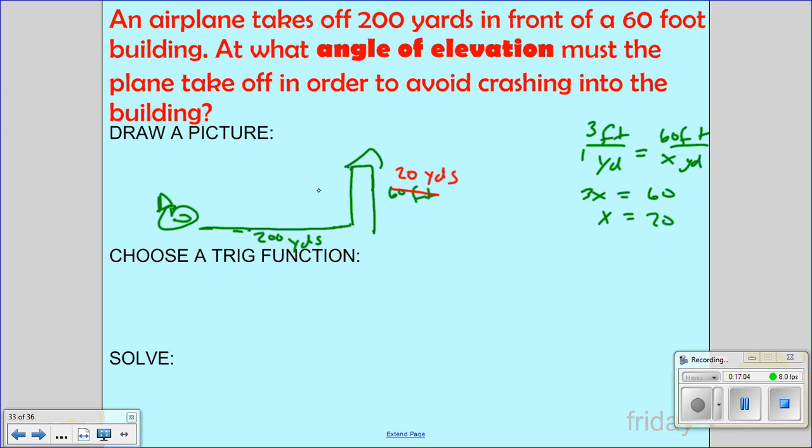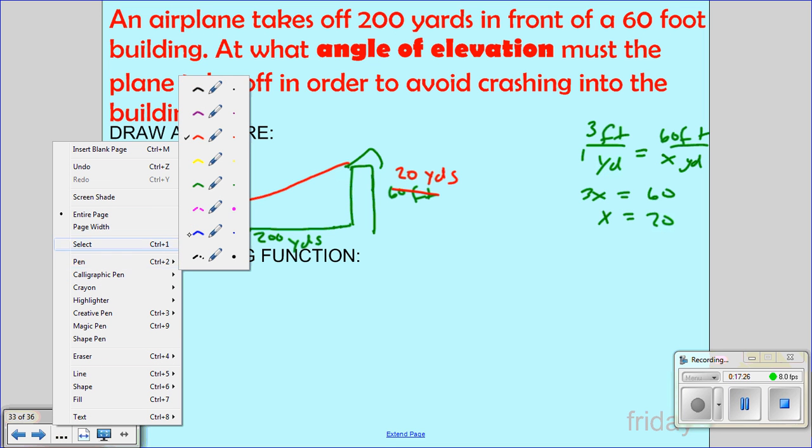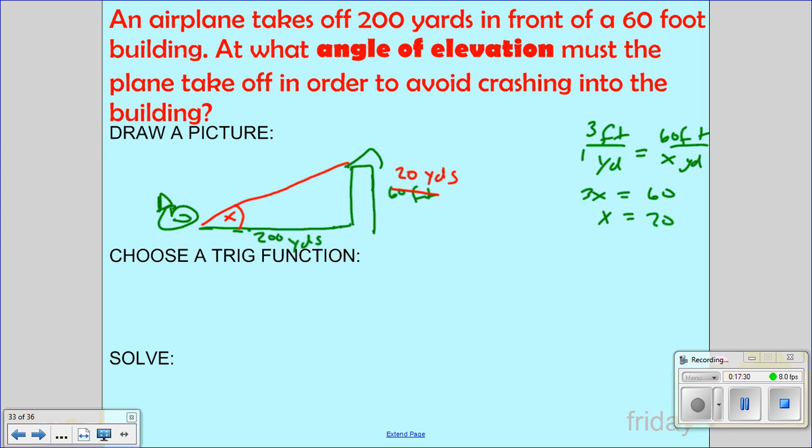Now, it's asking for the angle of elevation. The angle of elevation is formed by this horizon and looking upwards. So it's going to be this corner down here. We don't know what it is, so we're going to call it x. Now, from x's perspective, we have the opposite side, which is 20 yards, and the adjacent side, which is 200 yards.